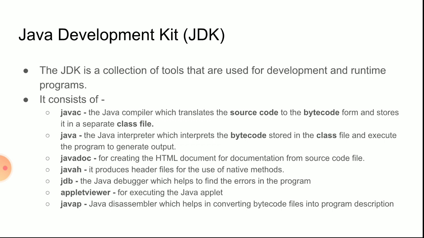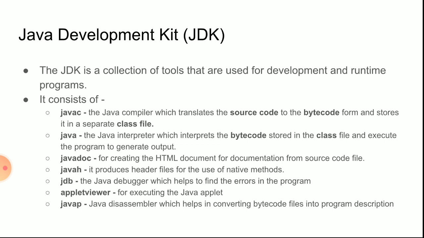However, you just need to understand that javah produces header files for the use of native methods. Okay, so JDB, the Java debugger, helps to find the errors in the program. So for step-by-step execution we use the Java debugger, which helps to find errors in the program.